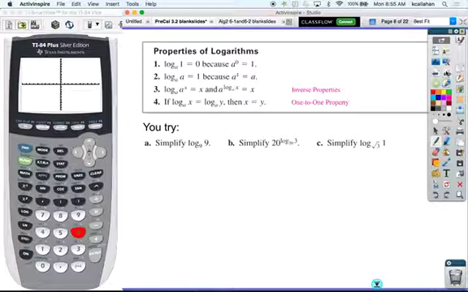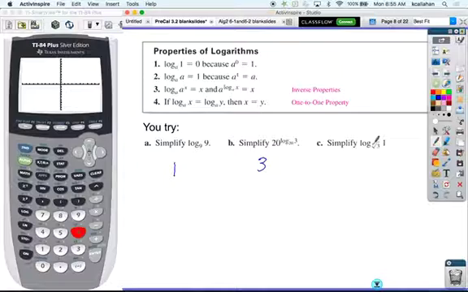With the first one, since the base matches the argument, 1. Second one, since the base of the exponential equals the base of the logarithm, that's like this one. The answer is 3. What about this one? 1.